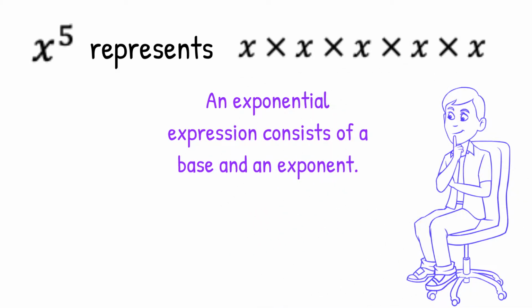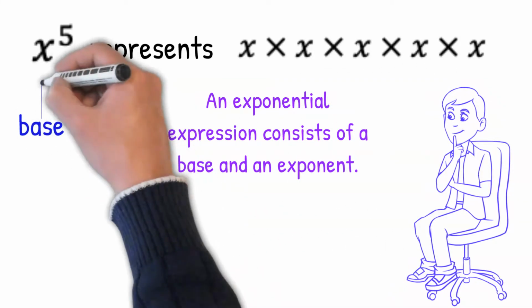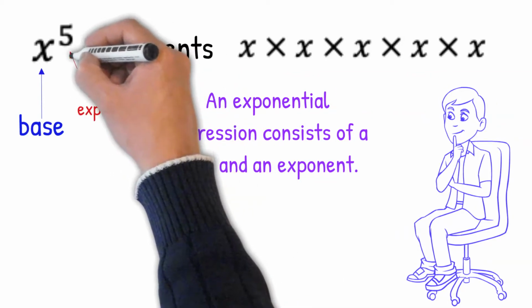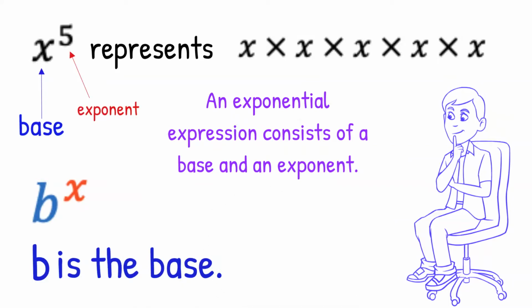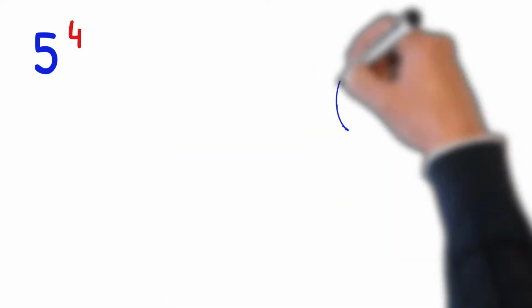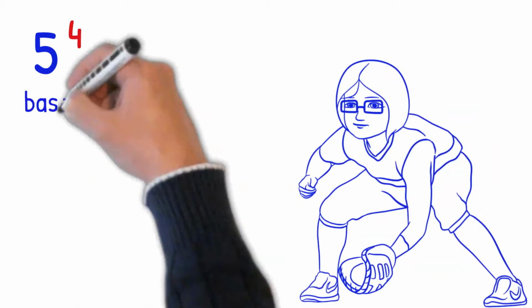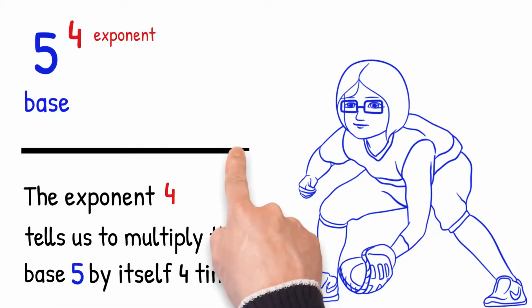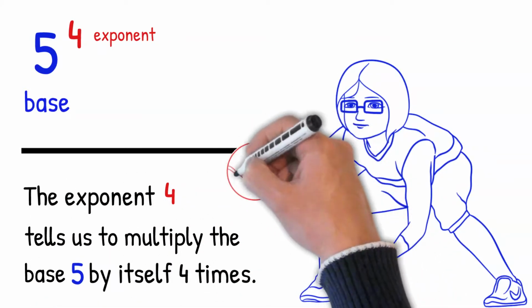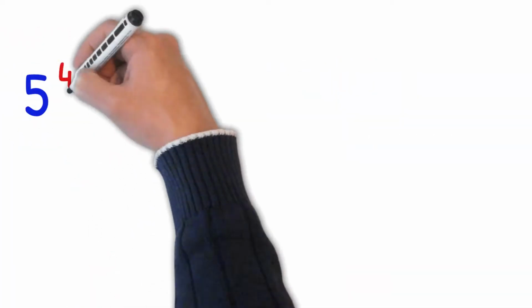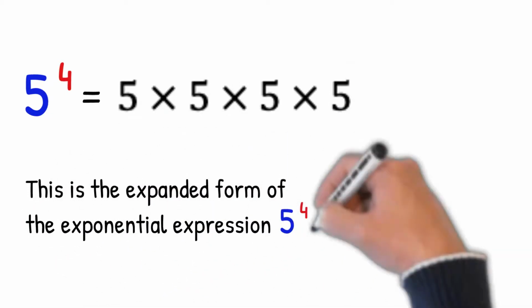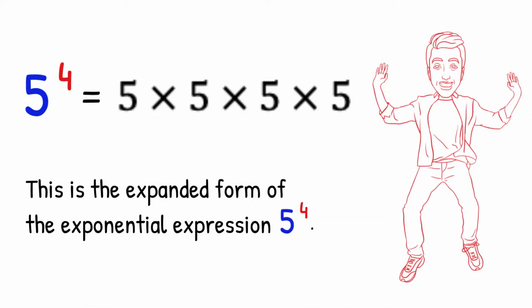An exponential expression consists of a base and an exponent. The base is the number, variable, or expression that is on the ground. The exponent is the little number up in the air. For example, in the exponential expression 5 to the 4, 5 is the base and 4 is the exponent. The exponent, 4, tells us to multiply the base, 5, by itself 4 times. 5 to the 4 equals 5 times 5 times 5 times 5. This is the expanded form of 5 to the 4.